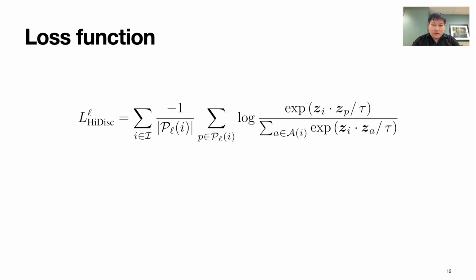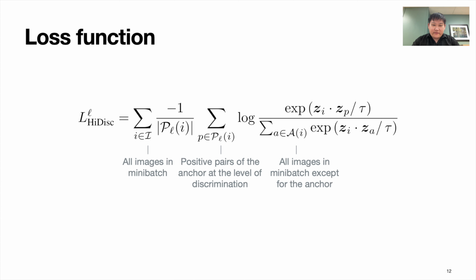In our paper, we focus our experimentation on contrastive learning using a loss function inspired by supervised contrastive loss. The fundamental difference between our loss function and the supervised loss is that no class labels are being used during training. Instead, the positive pairs are defined at each level of discrimination based on whether the image and the anchor share a common ancestry at each level. Finally, the HiDisc losses for patch, slide, and patient discrimination are weighted using hyperparameter lambda at each level.